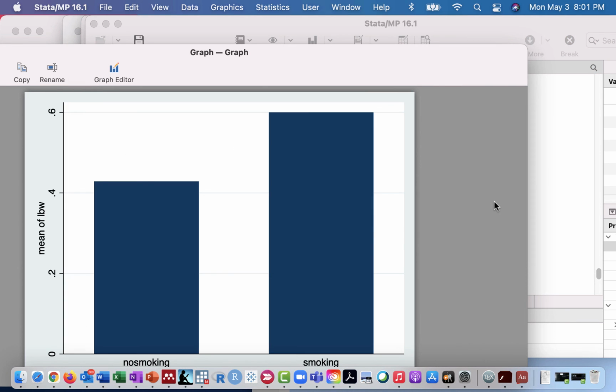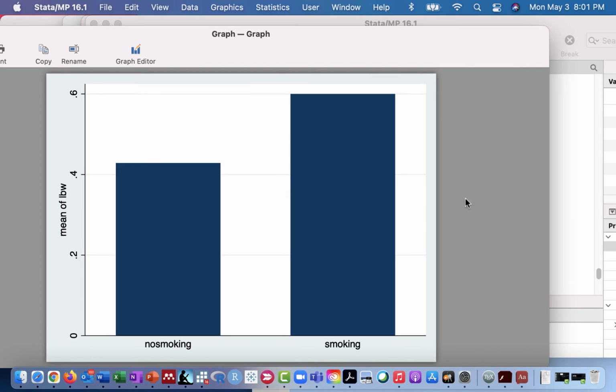And then when you do a graph of low birth weight, it'll look like this and see that, okay, so among mothers who smoked, about 60% of the babies were low birth weight. And then if the mothers did not smoke, just over 0.4, just over 40% of babies were low birth weight if the mothers did not smoke.